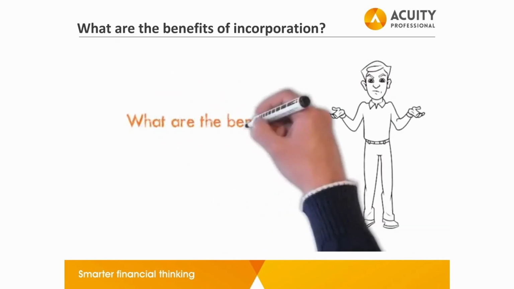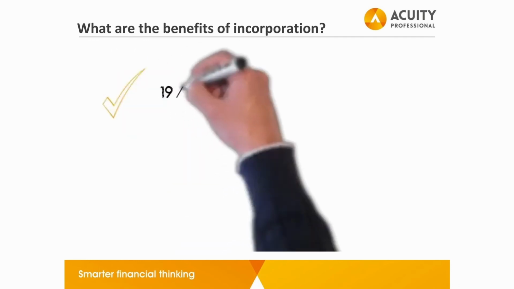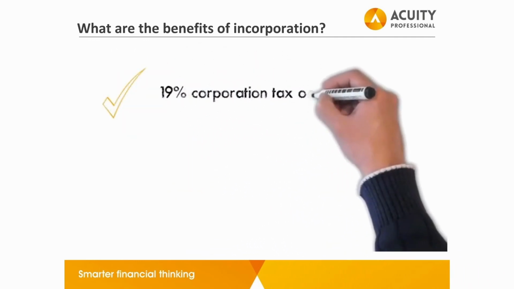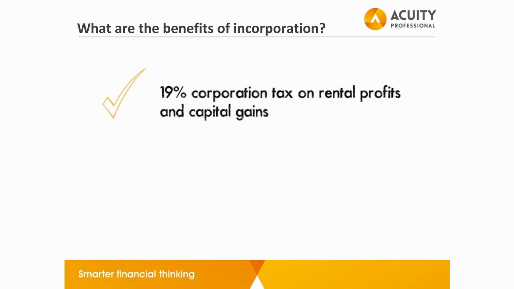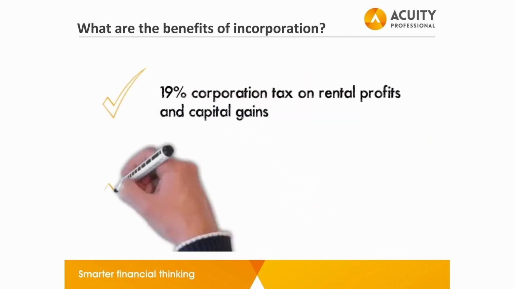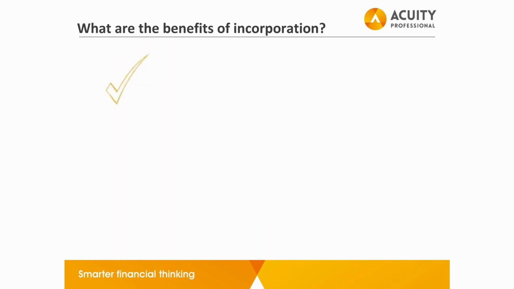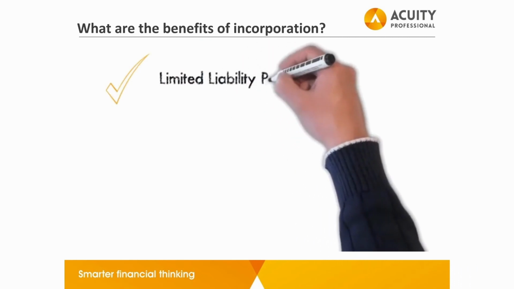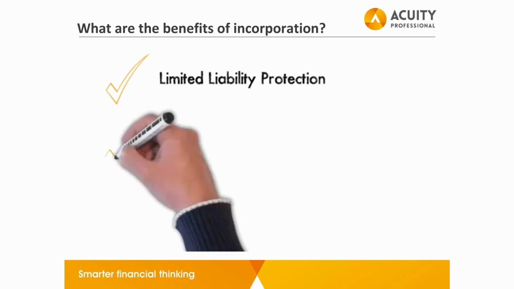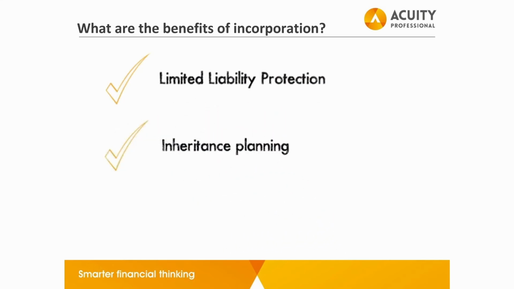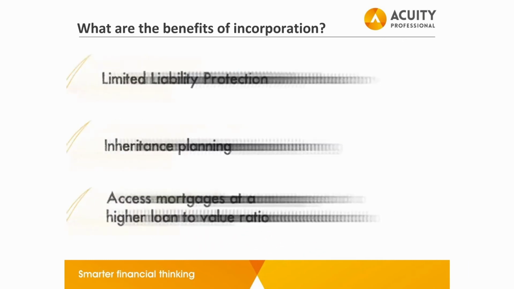What are the benefits of moving your property portfolio into a limited company? You only need to pay 19% corporation tax on rental profits and capital gains, rather than the typical 40% rate for individuals. Section 24 does not apply. You get limited liability protection, which should mean that you are not personally responsible for the debts and any financial losses of the limited company. It provides a platform for inheritance planning. You can access mortgages at a higher loan-to-value ratio.